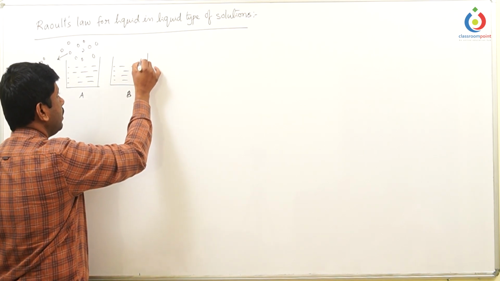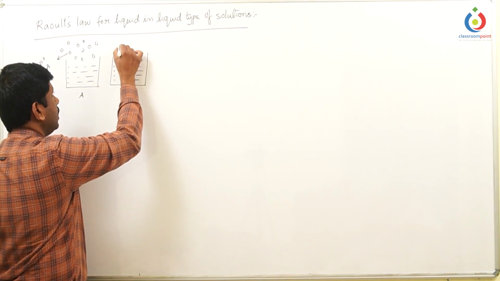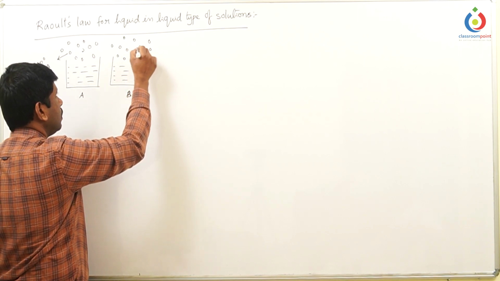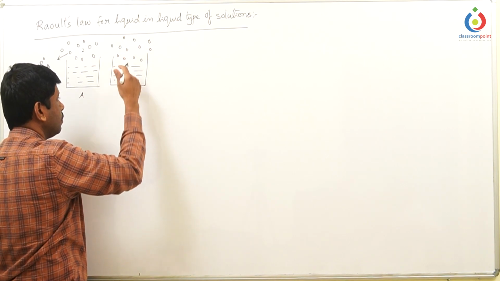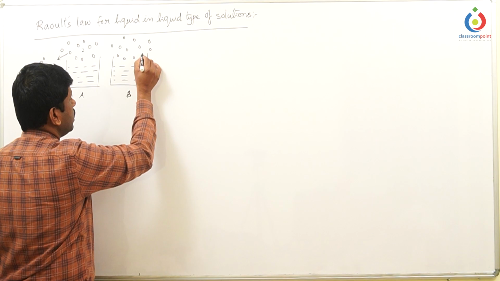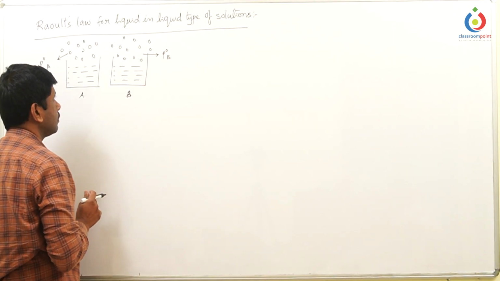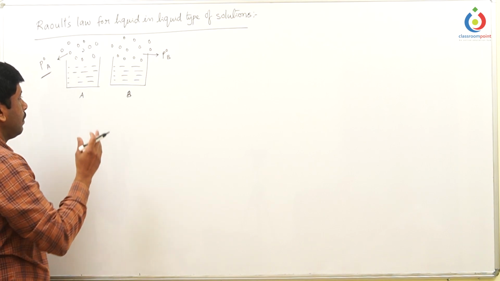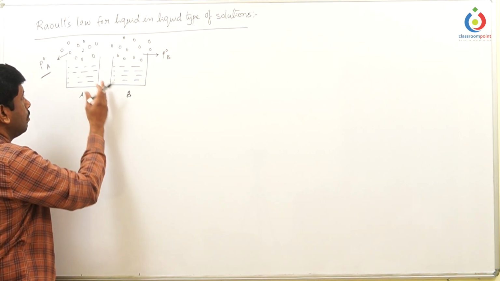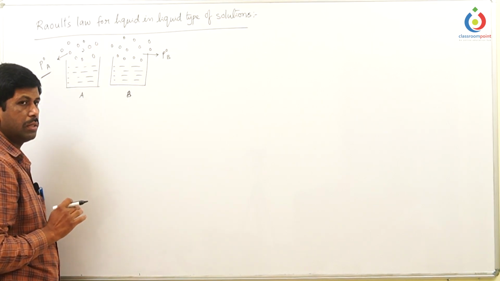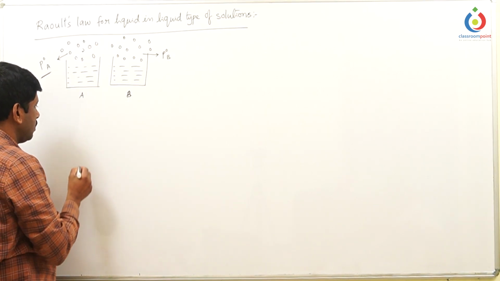Similarly, liquid B also forms vapor on its surface, and this liquid exerts pressure on its own liquid surface. So this vapor pressure is called P0B. So from this it is clear that both liquids are volatile, meaning they are able to vaporize so that they can exert the pressure.